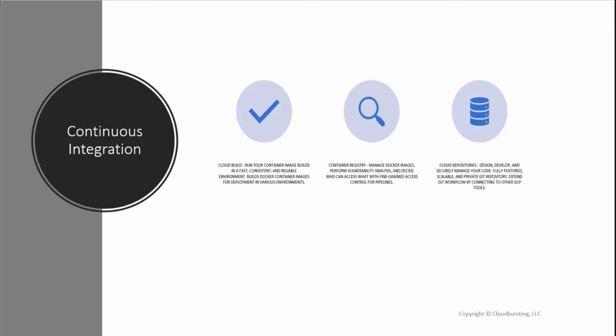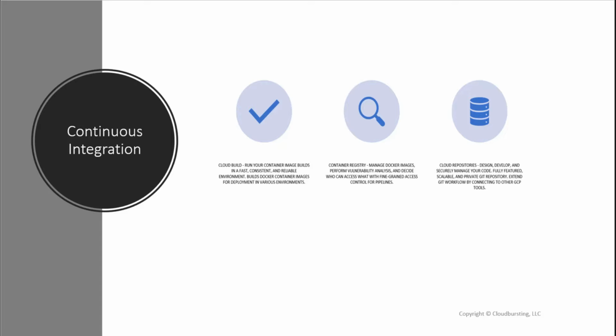Now, Container Registry is going to manage these Docker images and perform analysis to determine if there are vulnerabilities, enforce access control, and ensure that only the folks that are allowed to access the mainline or pipeline or these images will be able to. So I like to call Container Registry sort of like the lockdown for your pipeline.